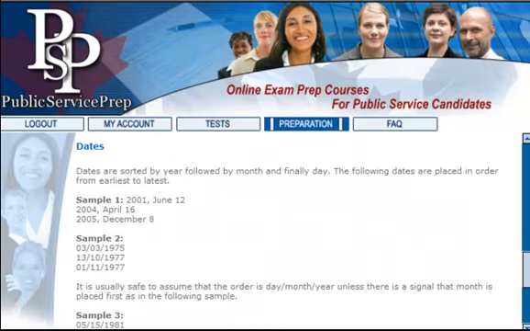Dates are sorted by year, followed by month, and finally day. The following dates are placed in order from earliest to latest. So, sample 1: 2001, June 12th, then 2004, June 16th, and 2005, December 8th. Another example would be March 3rd, 1975, October 13th, 1977, and November 1st, 1977. So that's from earliest to latest.